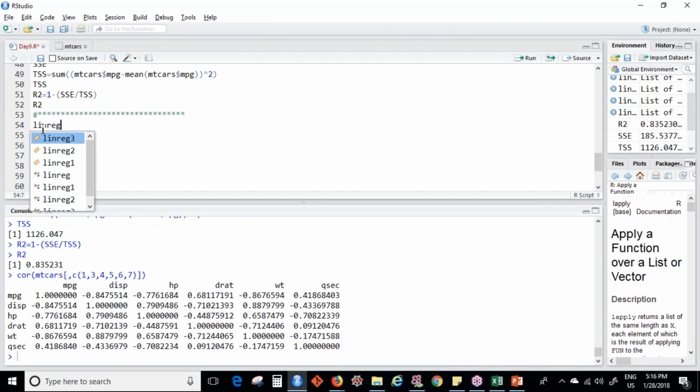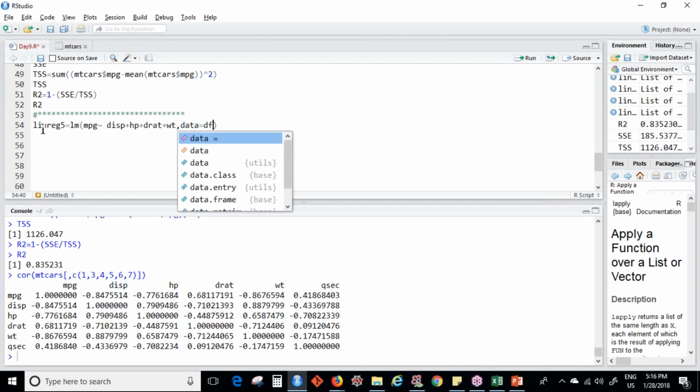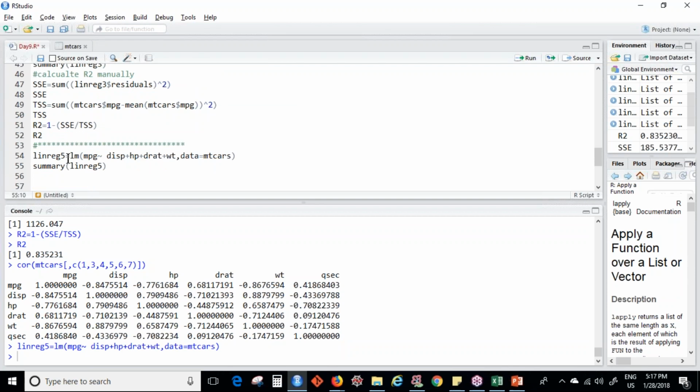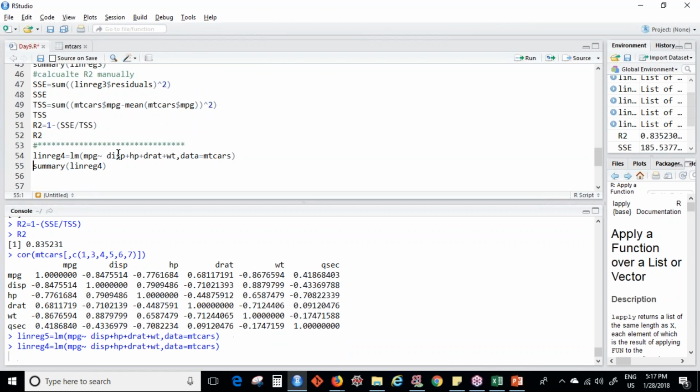So linreg 4 equals lm, miles per gallon, tilde symbol. I will write disp plus horsepower plus drat plus weight. Okay, data is equal to mtcars. I run this and then I run the summary function on linreg 4. This is 4 only, right? Not 5. Okay, I run this.